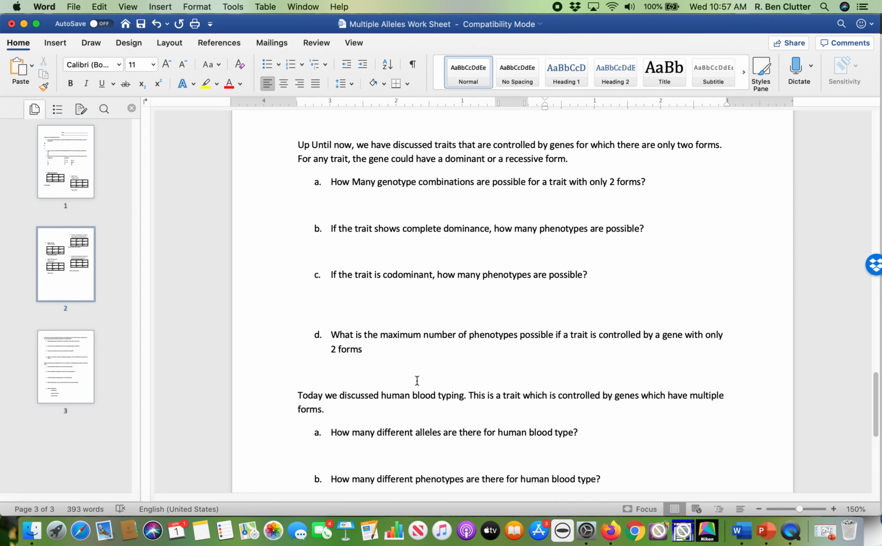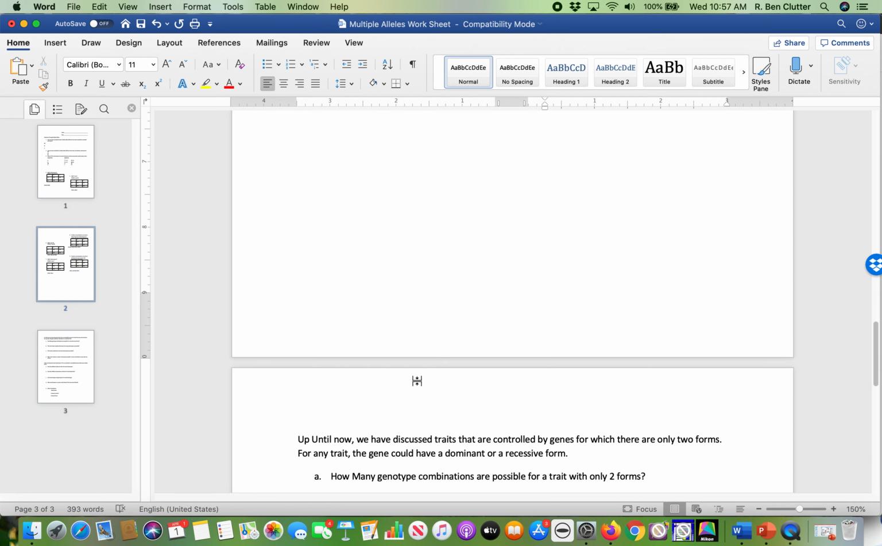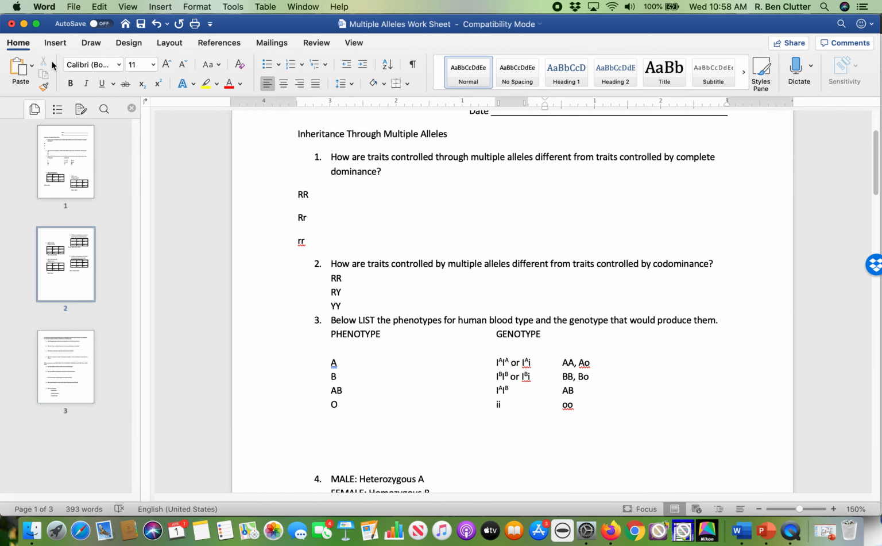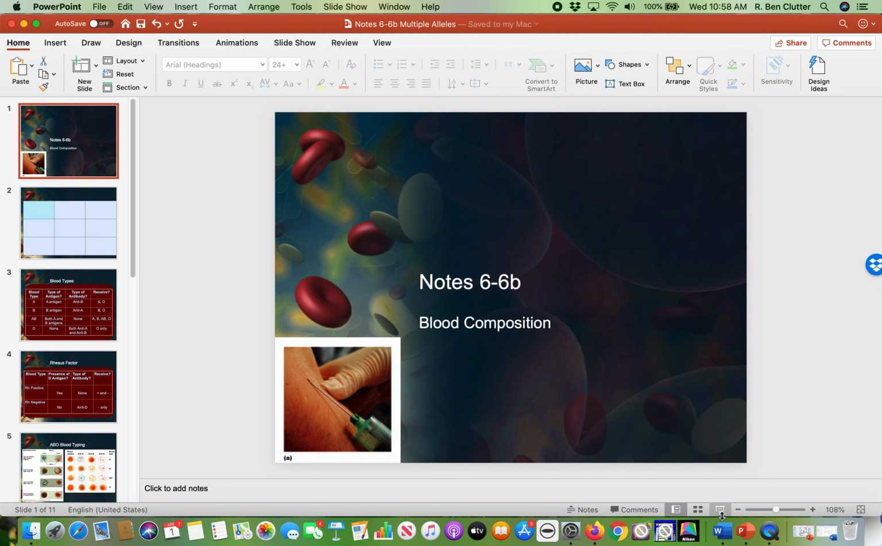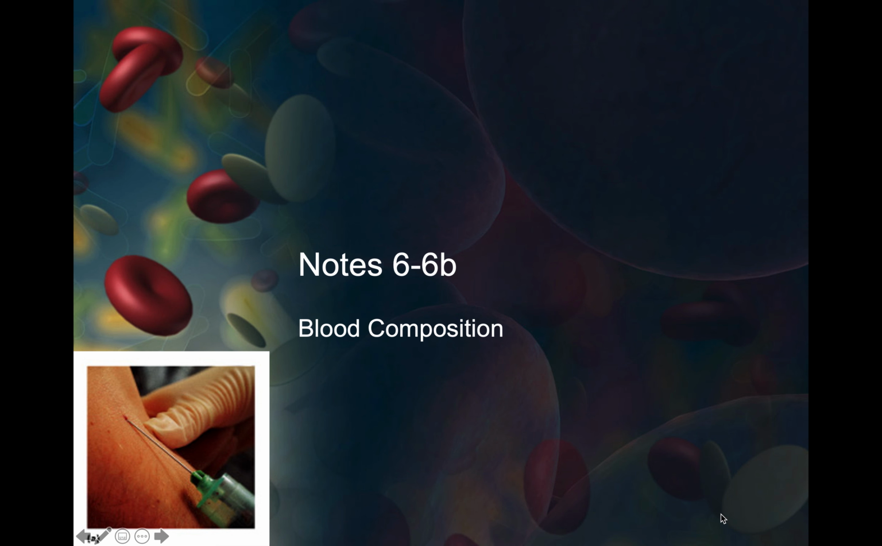So, all right, we're not going to worry too much about the rest of this down here. It does talk about agglutination, which we're going to review in today's lesson. So, alrighty, let's move on. And again, the beginning of these notes are pretty much just review. Here it's just how do we do these Punnett squares.